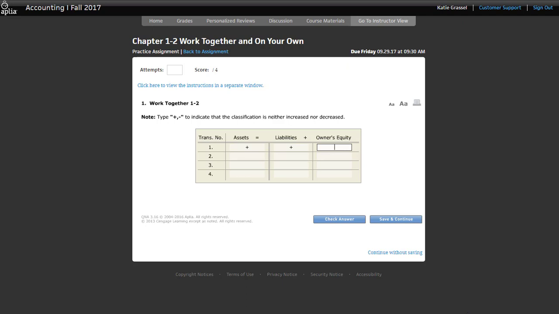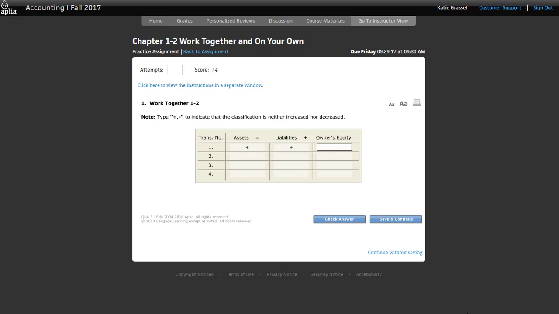Receive cash from owner as an investment. That's a transaction. Receive cash from owner as an investment. We have to have two accounts affected, and one of the accounts that I hear in there is cash. Every business has to have cash because that's how we're going to pay for things. So we have to determine, is cash an asset, a liability, or owner's equity?